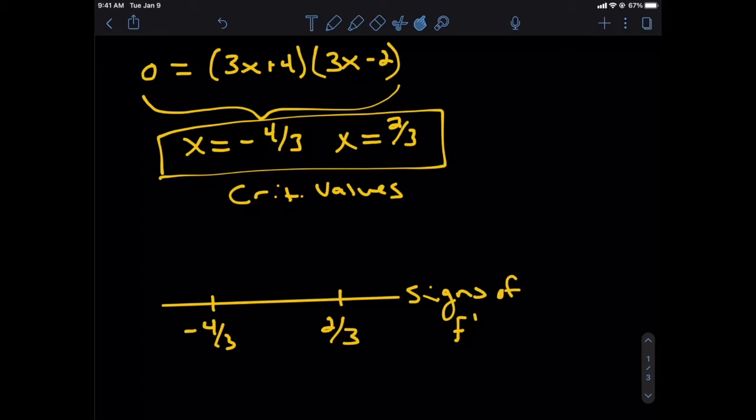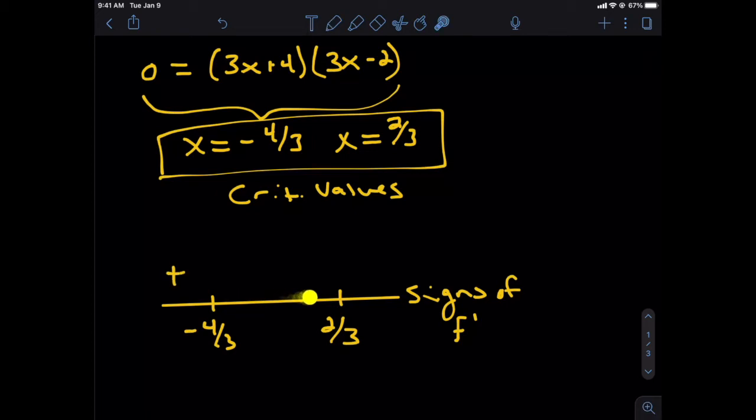So if we plug in something like negative 2, we're going to get negative 6 plus 4 in the left parentheses, and that's a negative. And then we're going to get negative 6 minus 2 in the right parentheses, and that's also negative. Negative times negative gives us a positive value.